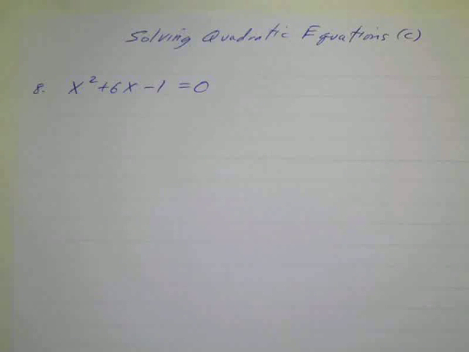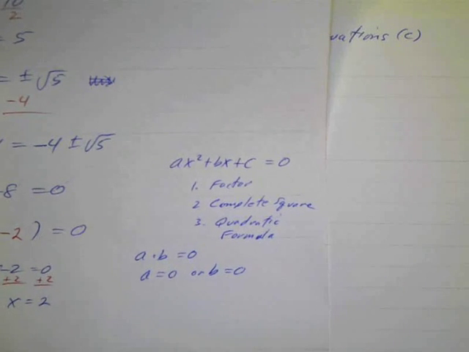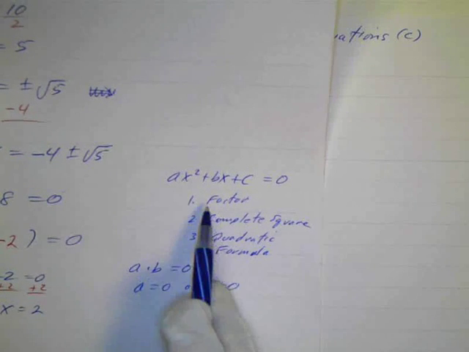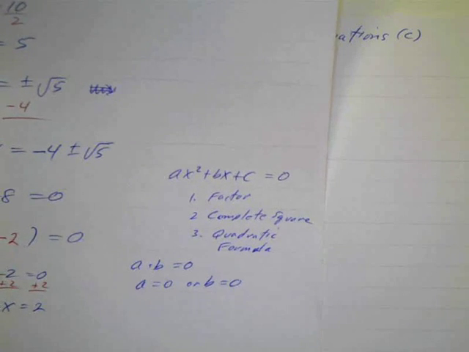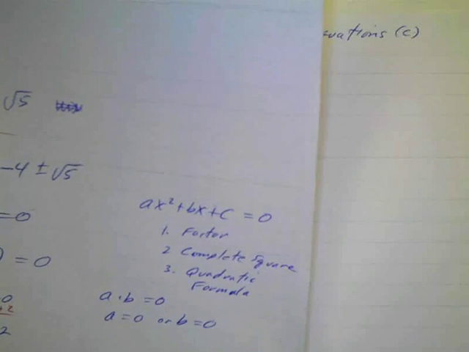All right, some more examples of solving quadratic equations, and this is another trinomial. So we know the three ways to solve trinomials, and this is from our last notes: if it's in the form ax squared plus bx plus c, and none of those factors are zero, then we can either factor, which is how we did number 7, or complete the square, or use the quadratic formula. And we always try to factor first because that's the easiest.